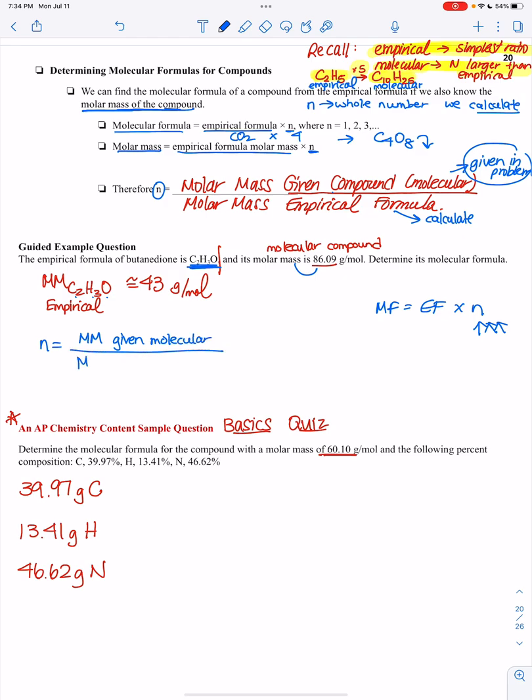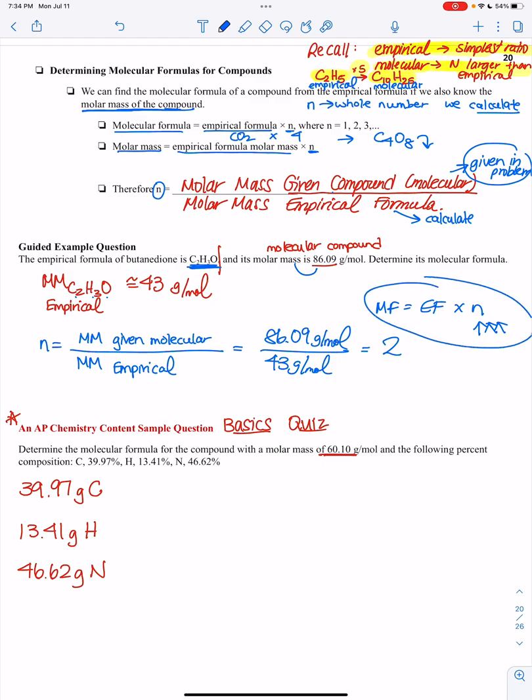N is equal to the molar mass of the given molecular formula divided by the molar mass of the empirical, which we just got. Well, I have that. I have 86.09 grams per mole, which is the molecular, divided by about 43 grams per mole, which is the empirical, and you wouldn't believe it, I get a whole number, 2. There is my N. So now if I want my molecular formula, I'm going to take this 2 and multiply it by my empirical formula.